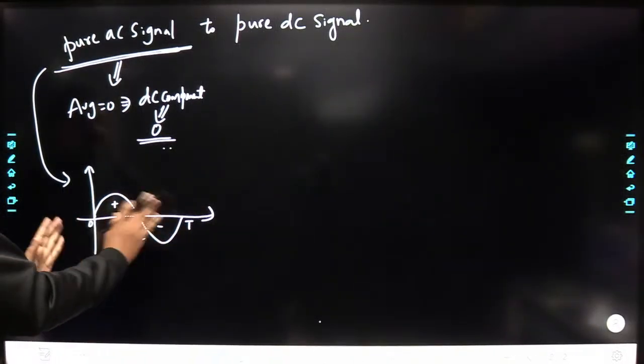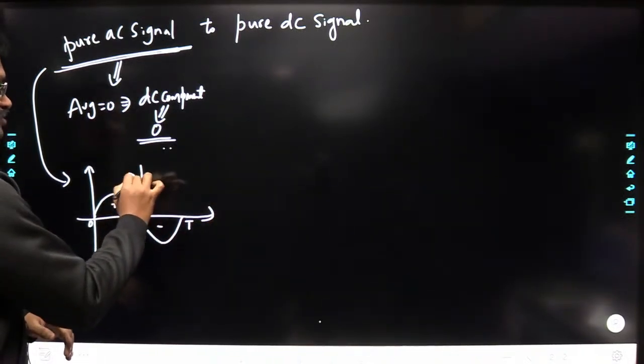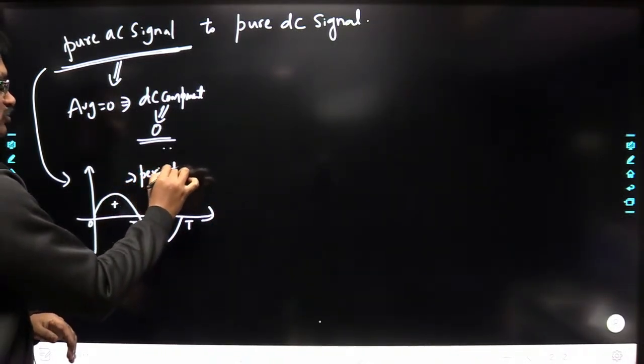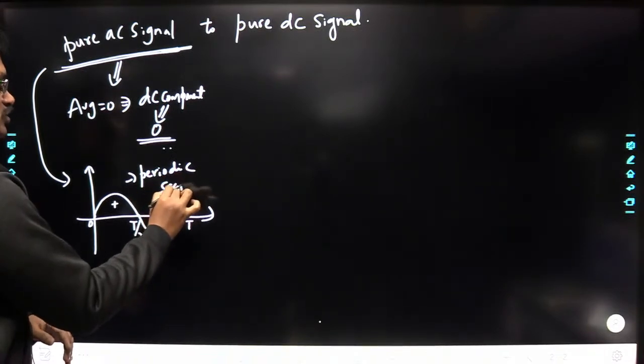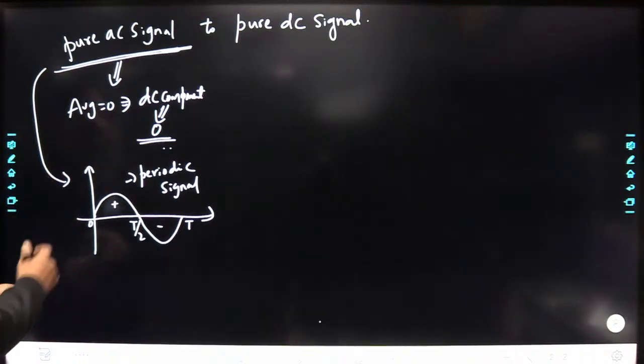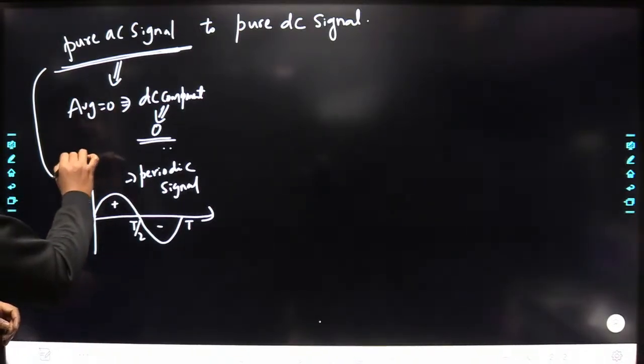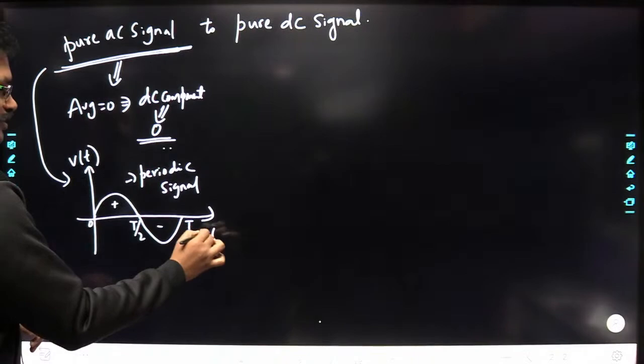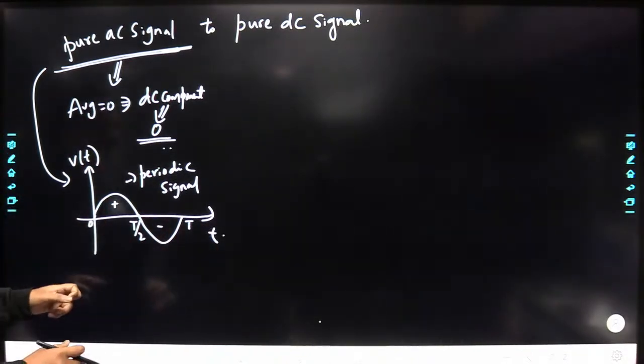This pattern is going to get repeated. This is nothing but a periodic signal. It is going to repeat itself. So this is the property of a pure AC signal. If you consider the voltage signal, its polarity is changing with respect to time.